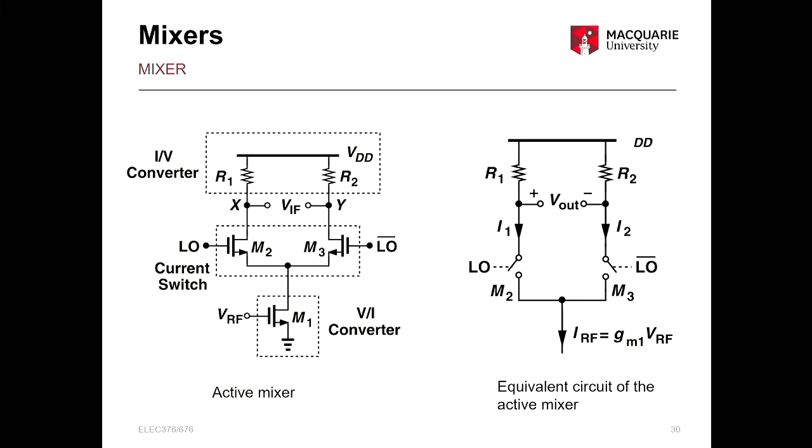Because this is the multiplier. LO is a switching frequency, 1 or 0, and RF is an analog signal. So you're kind of sampling that signal every LO time period, which is a direct multiplication here.